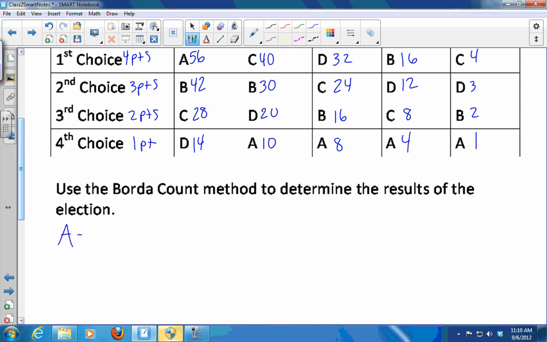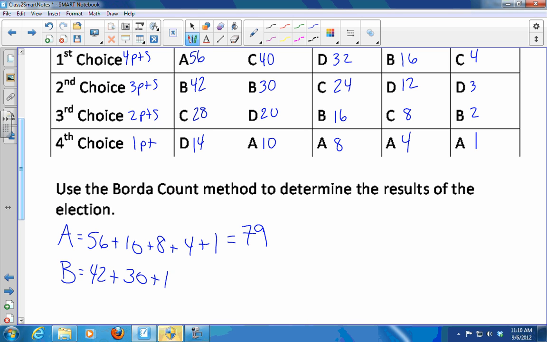Okay, so candidate A has 56 plus 10 plus 8 plus 4 plus 1. So that's 66, 74, 78, 79 points for candidate A. And candidate B, they have 42 plus 30 plus 16 plus 16 plus 2. So that's 72, 88, 104, 106.